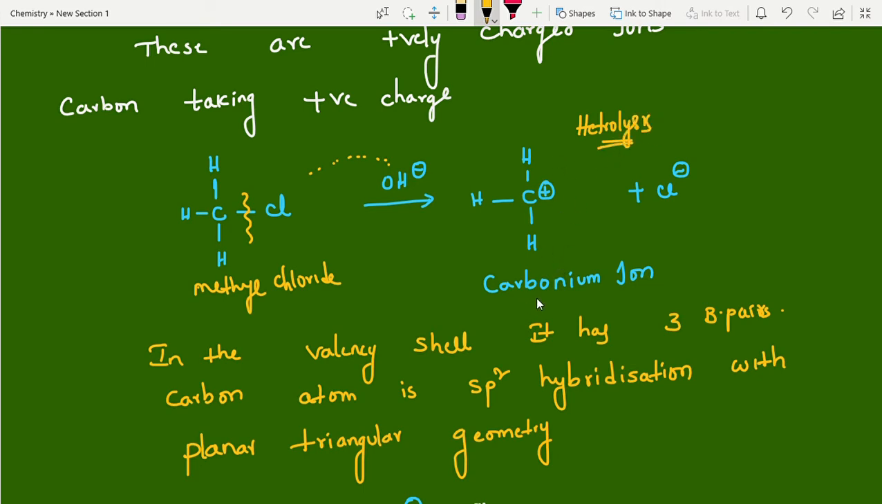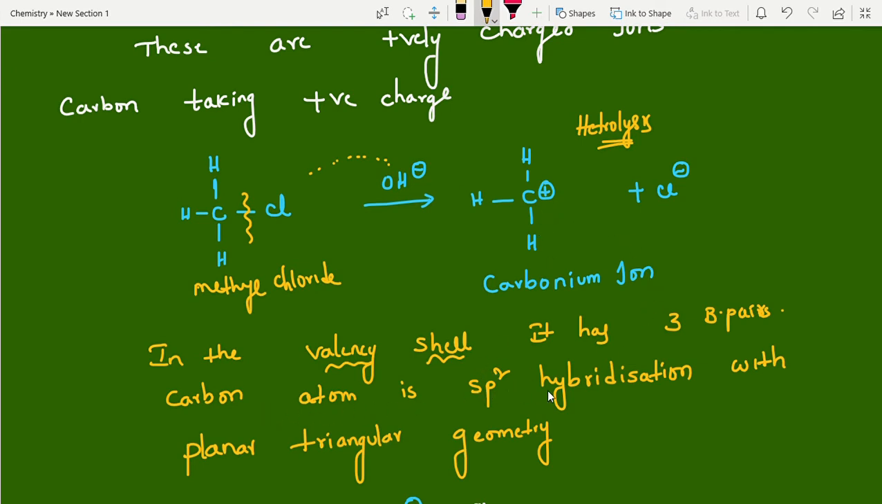Heterolysis. Finally we will get here carbonium ion. Now I am talking about carbonium ion. In the valency shell, it has 3 bond pairs. That means, see, 3 hydrogens are there, no? 3 electrons, 3 bond pairs, and it has 1 positive charge. Positive charge is nothing but deficient, you no need to write, just you can show.